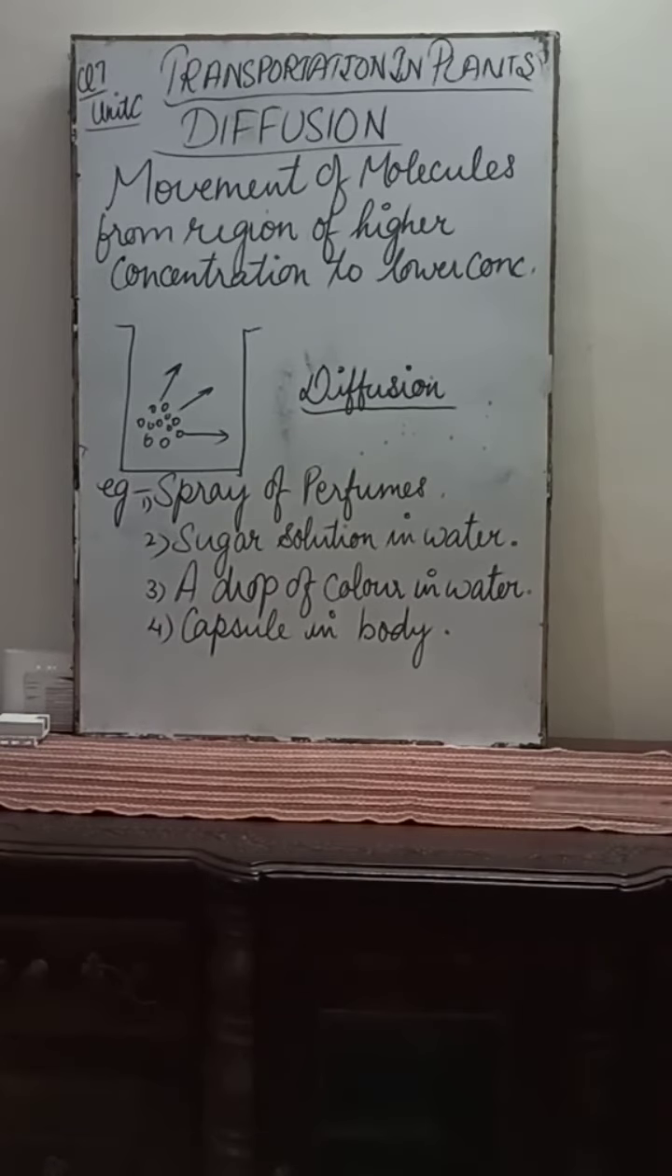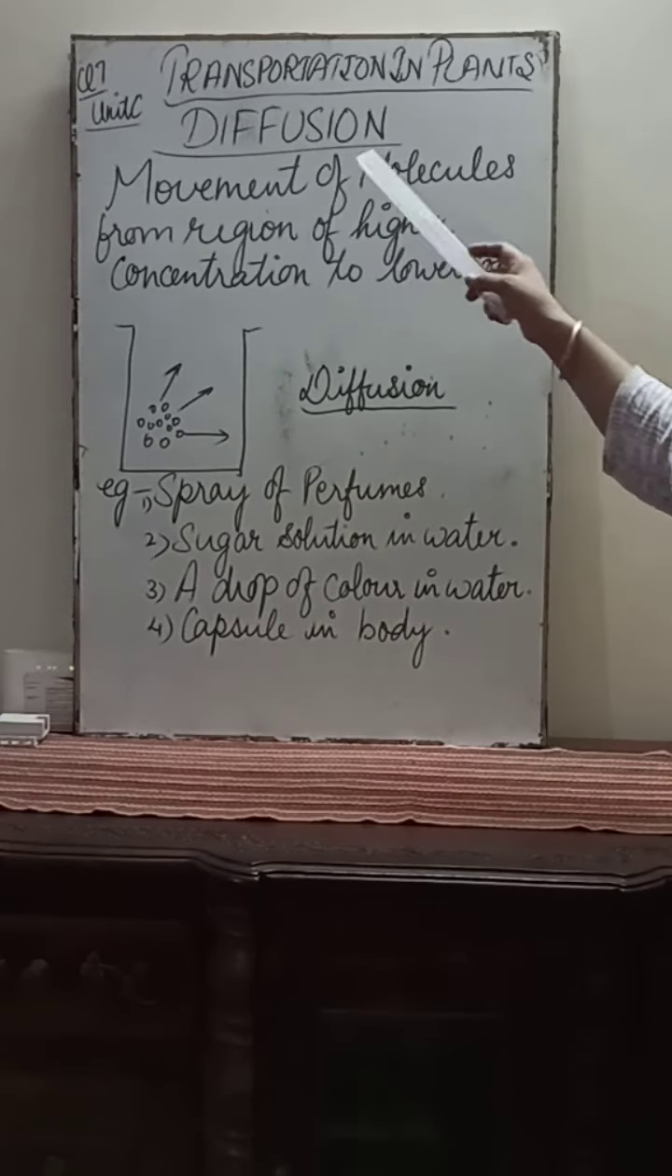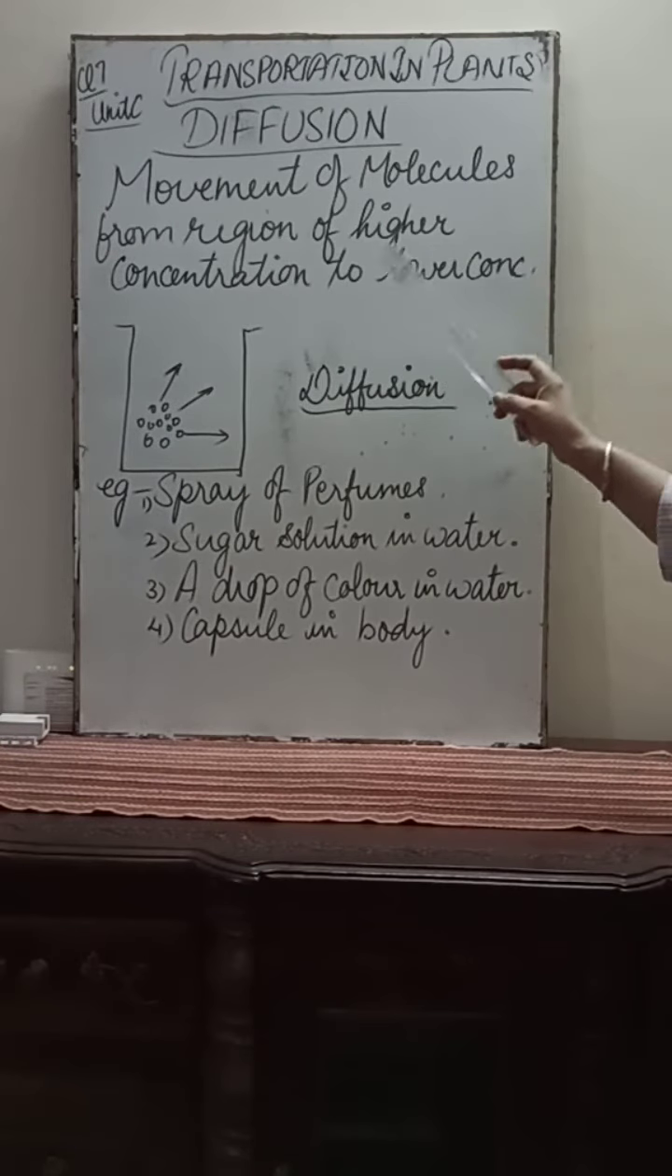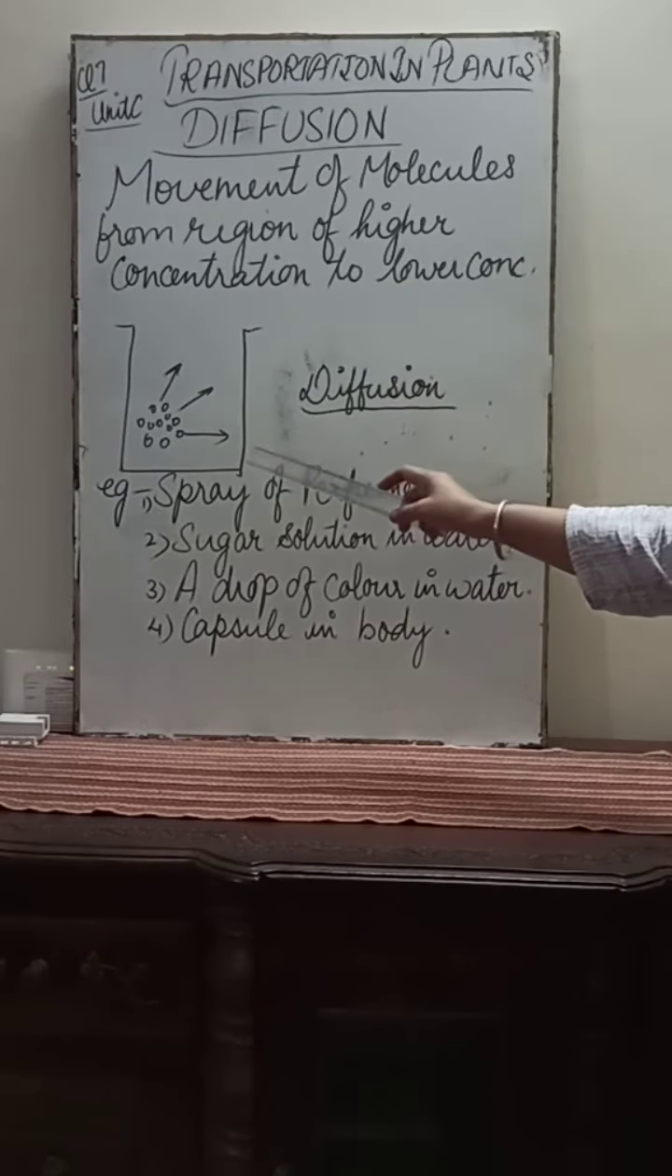Now students, we shall understand the process of diffusion. Now what happens in the process of diffusion while talking about transportation in plants? Diffusion is the movement of molecules from region of higher concentration to region of lower concentration. And this is the diagrammatic sketch of the process of diffusion.